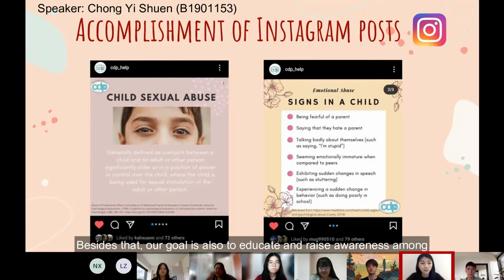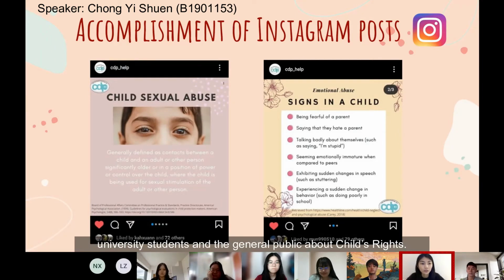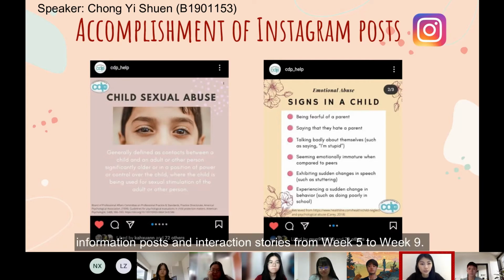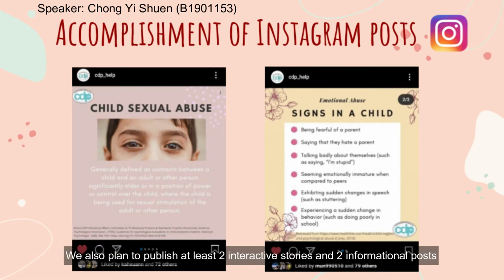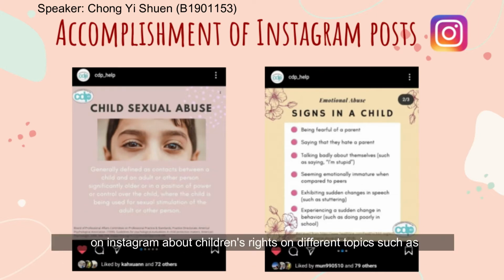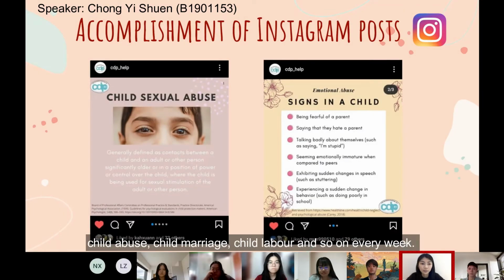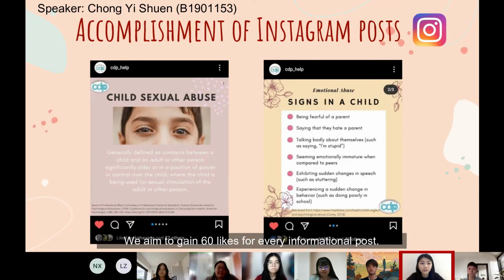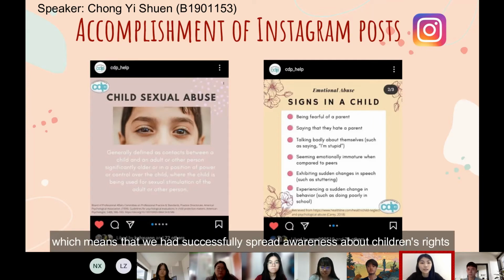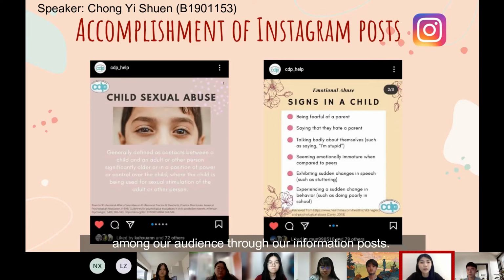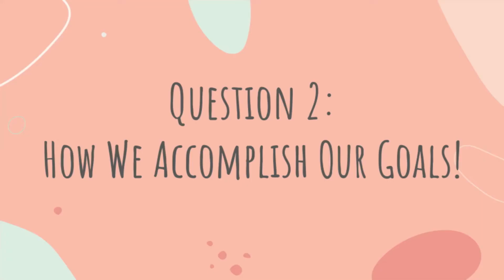Besides that, our goal is also to educate and raise awareness among university students and the general public about child's rights. We will be conducting activities on Instagram by posting informational posts and interactive stories from week 5 to week 9. We also plan to publish at least 2 interactive stories and 2 informational posts on Instagram about child's rights on different topics such as child abuse, child marriage, child labor, and so on every week. We aim to gain 60 likes for every informational post. Good news, we accomplished all of our goals. We almost got 60 likes for every informational post that we posted on Instagram, which means that we successfully spread awareness about child's rights among our audience through our informational posts.